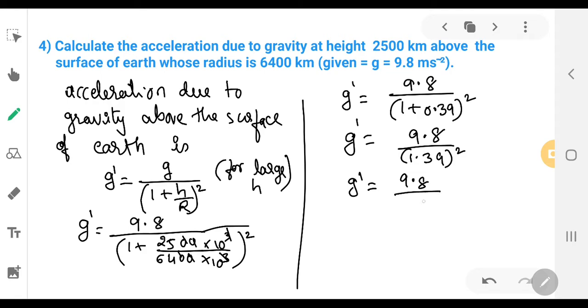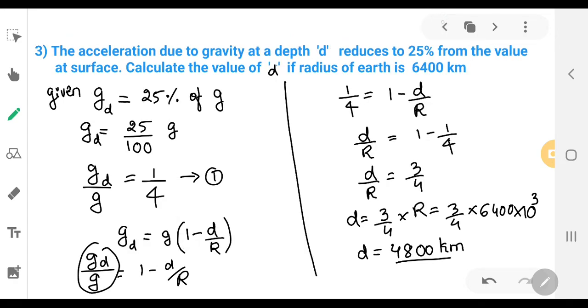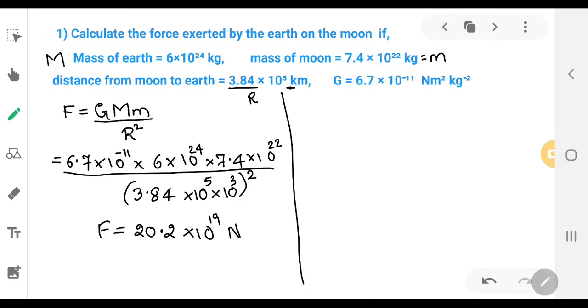9.8 divided by 1.39, the square value. When you divide it, you get the g dash value as 5.07 meter per second square. Acceleration due to gravity above the earth's surface at a height of 2500 kilometer will be 5.07 meter per second square.